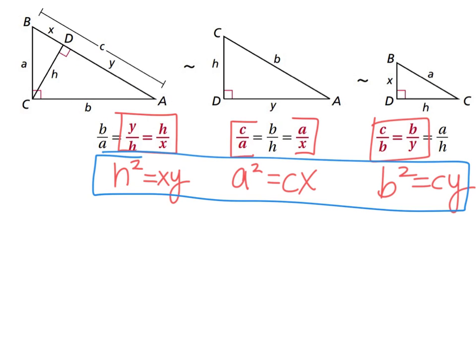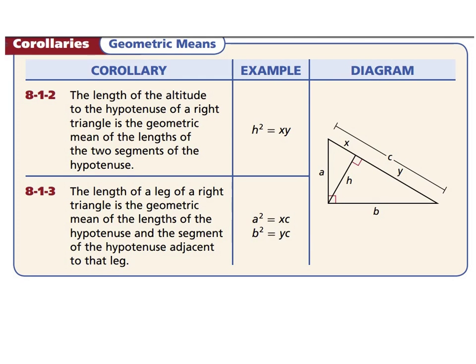These are all rules that you must know. Now, if you don't know them, you can still write or draw all 3 of your triangles and then write your proportions out and go from there. And here it is. These are all corollaries. The length of the altitude of the hypotenuse squared is equal to the lengths of the segments that make up the hypotenuse. So H squared equals X multiplied by Y.